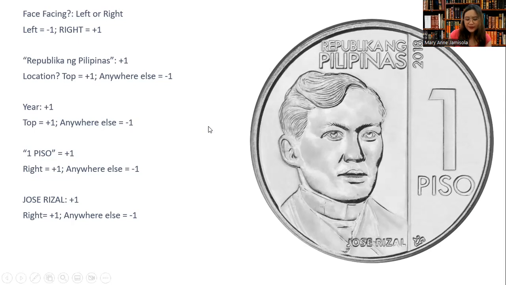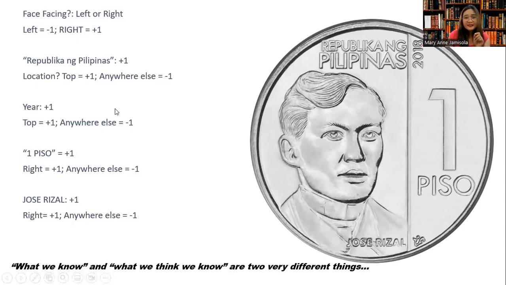Okay. So if your drawing is not really correct, let's say you were not able to include the words Republika ng Pilipinas and the name of Jose Rizal, or maybe the positioning of the details, if you've got it wrong, then this only proves that what we know and what we think we know are two different things. So let's apply this in a business scenario because our topic is all about performance management, right?